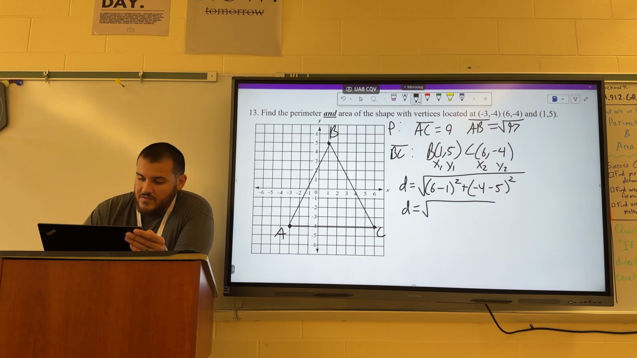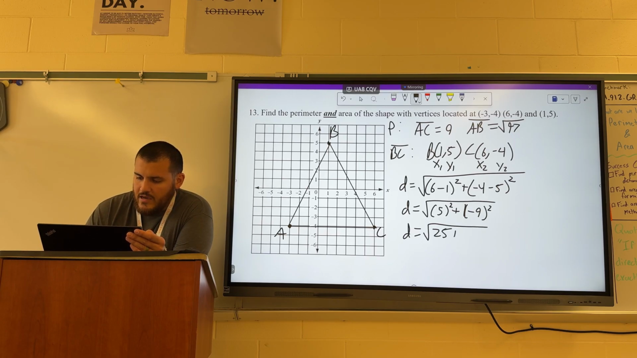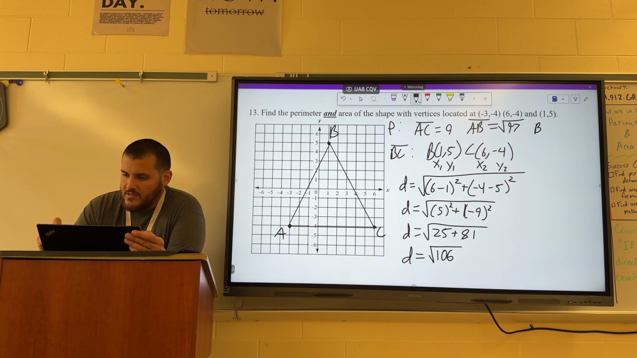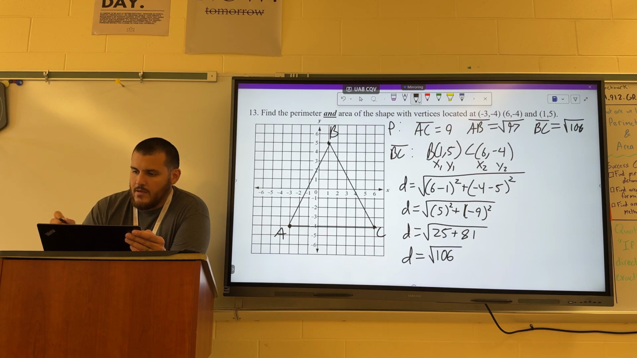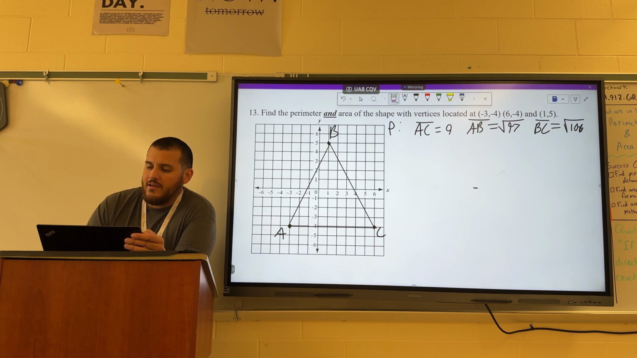6 minus 1, parentheses first. 6 minus 1 gives us positive 5. Negative 4 minus 5 gives us negative 9. After parentheses, we square, doing our exponents. 5 squared is 25, negative 9 squared is 81. Those get added together. I get the square root of 106 for side BC. Again, I'm gonna stay organized up here. BC, the square root of 106. From here, I have now the length of all three sides.